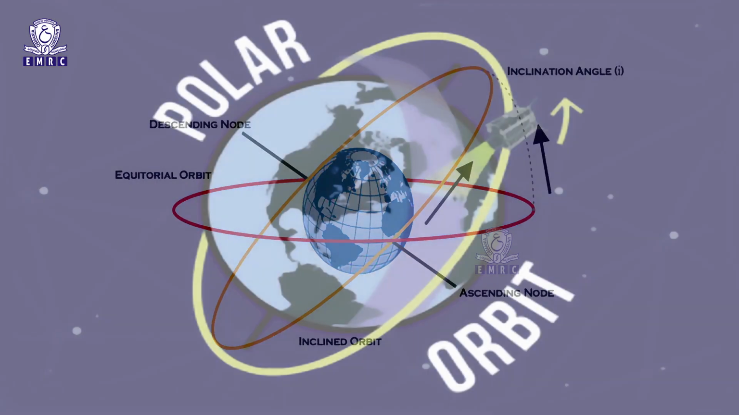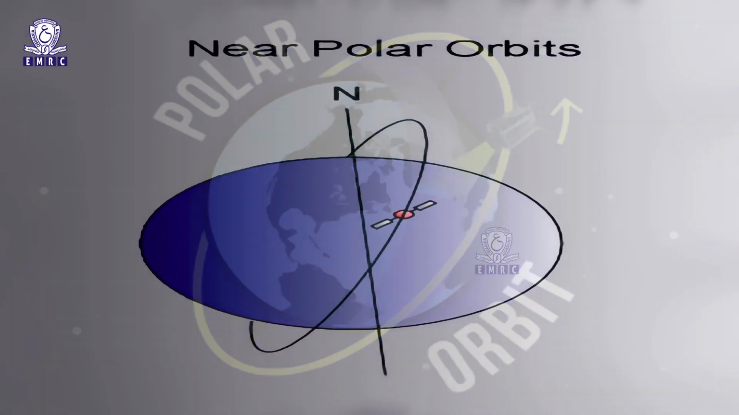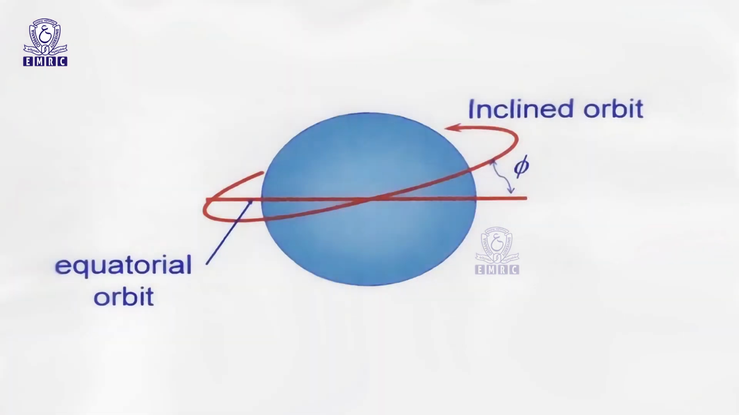When the angle is 90 degrees, the satellite moves over the north and south pole and the orbit is called the polar orbit. However, an orbit with inclination close to 90 degrees is called a near polar orbit. There could be different orbits having inclination between 0 and 90, which are known as inclined orbits.